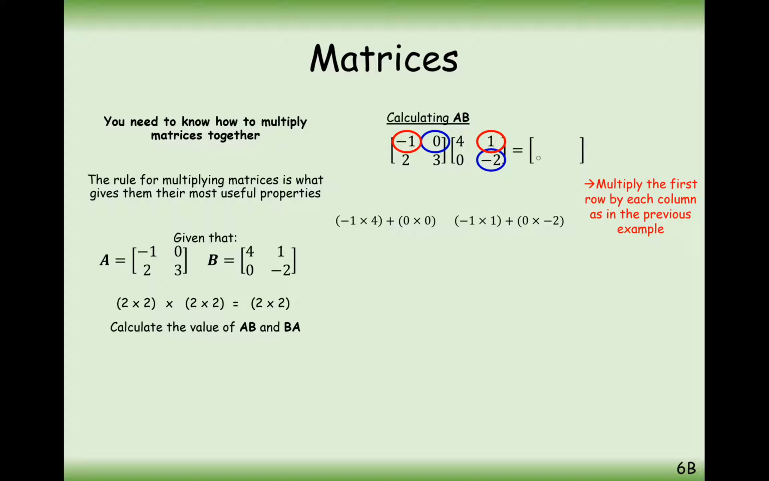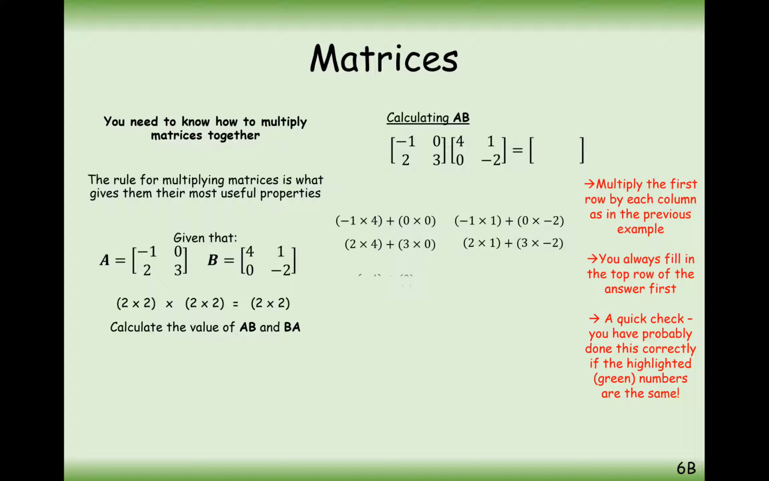If we want the bottom left-hand cell, we're going to go for bottom and left. So it's going to go 2 and 3 times by 4 and 0, so 2 times 4, and then add that on to 3 times 0. And then for the bottom right-hand cell, it's going to be bottom and then right-hand side. So this is going to give us 2 times 1, add 3 times -2. Calculate all of those integer values, and we get our answer. We get -4, -1, 8, -4 as our answer to multiplying A by B.